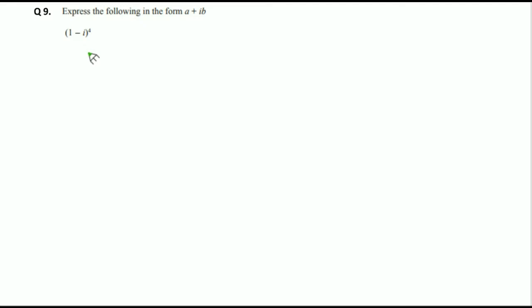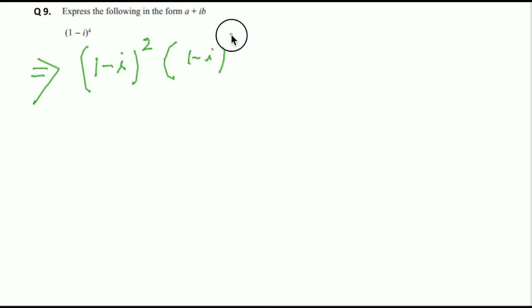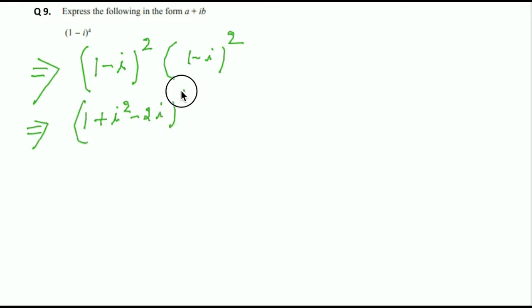Let's go for 1 minus iota to the power 4. Here it is easy to apply it like this: 1 minus iota whole square and 1 minus iota whole square. It is better to go this way. So what is 1 minus iota square? 1 minus iota square is 1 plus iota square minus 2 iota, and you have to write the square here.